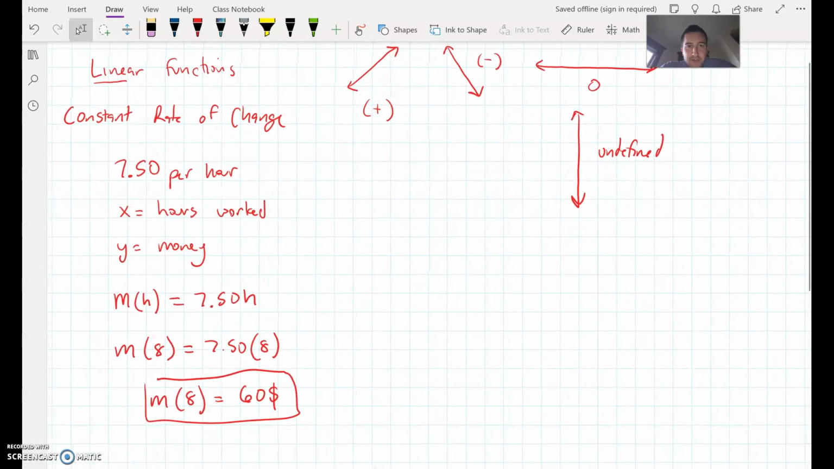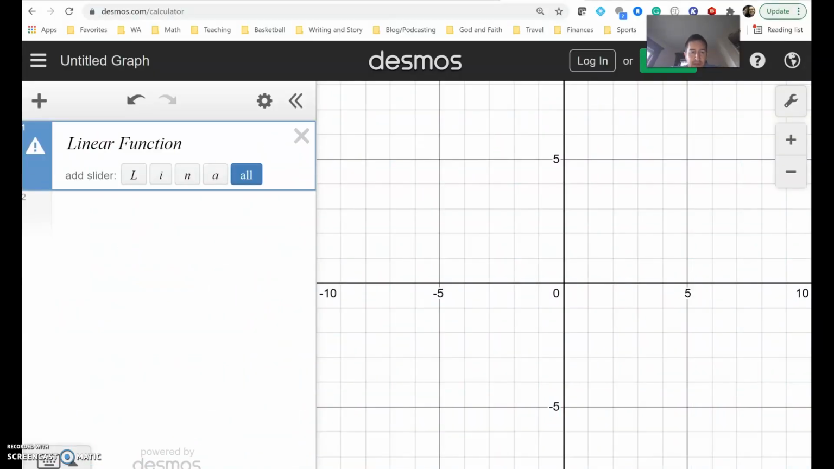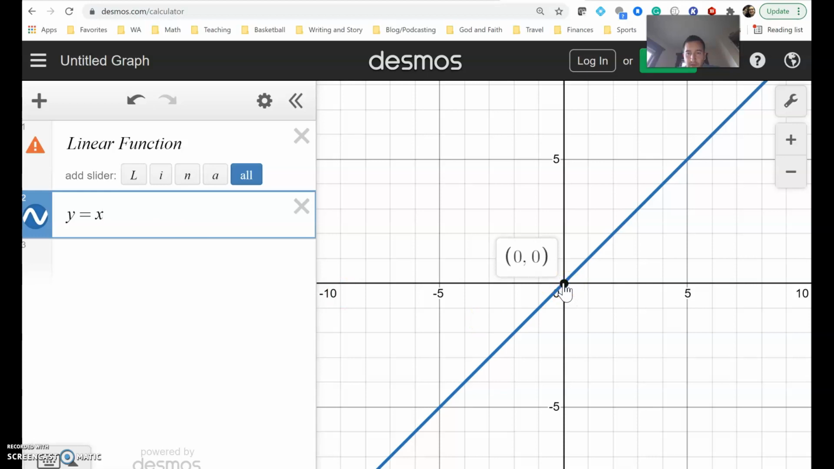Okay, so linear functions have a constant rate of change, and the first thing that we're going to talk about for these next 10 minutes is how to graph functions 3 ways. Let me show you a linear function here. We could make up y equals 3x. Let's just do y equals x. Notice, here's a point, and this is the most basic linear function there is.